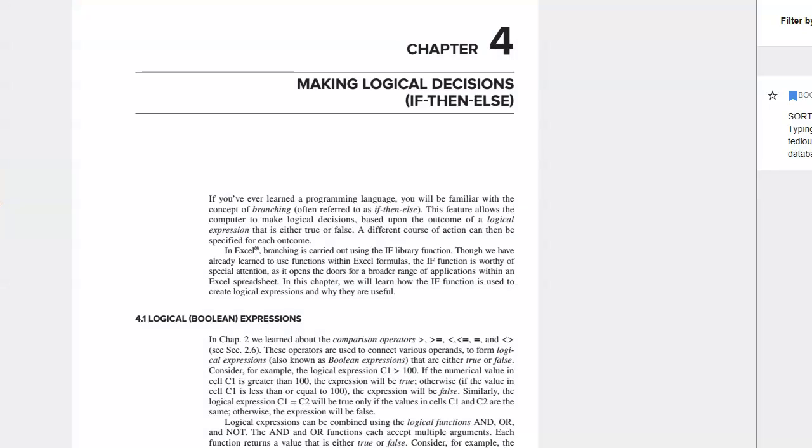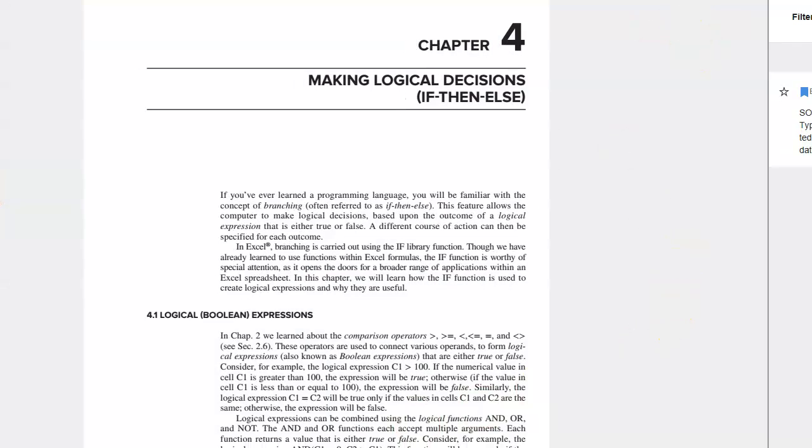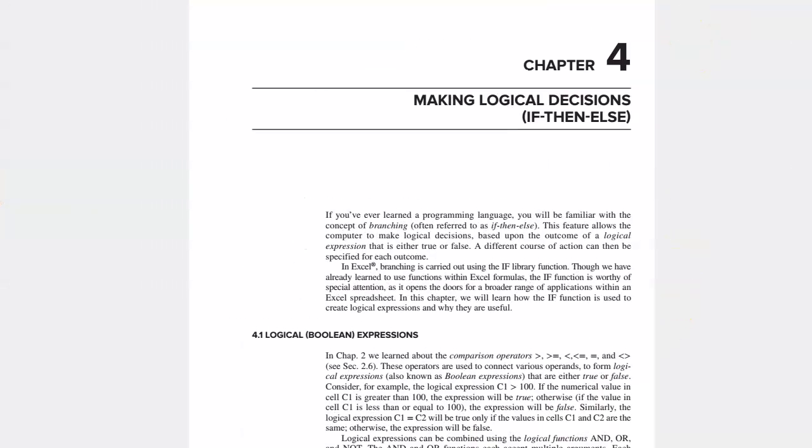All right, first, let's look at what Chapter 4 has to offer us. This chapter is about if, then, and else expressions. Those are also referred to as branching expressions. This allows the computer to make logical decisions. This is pretty advanced stuff for Excel. And at first, these are going to seem pretty lengthy and tedious expressions, but once you get the hang of them, they're really pretty easy.